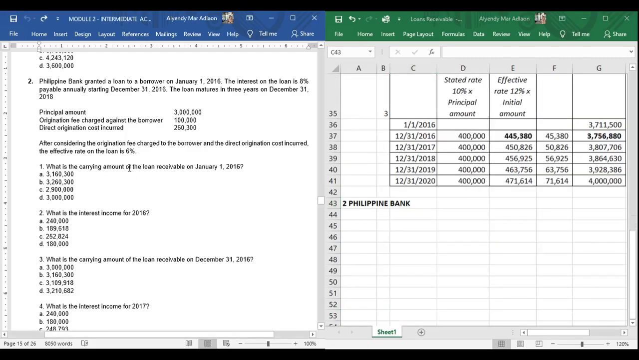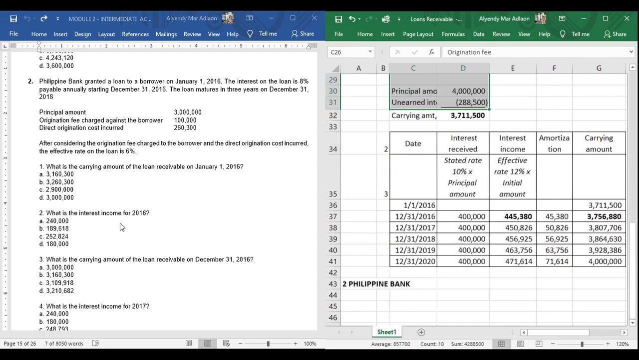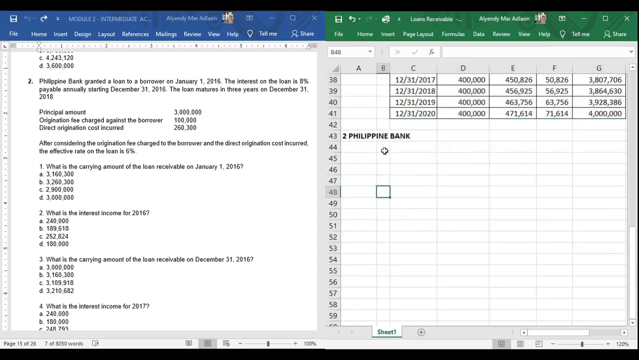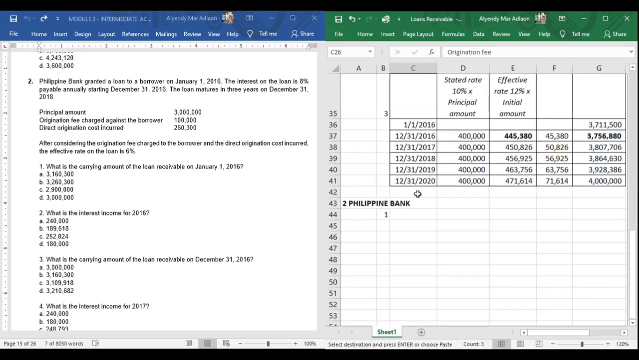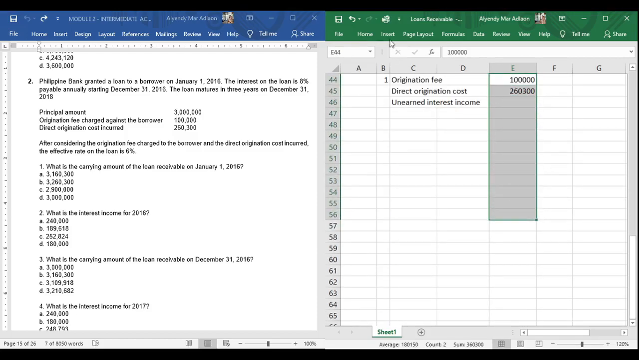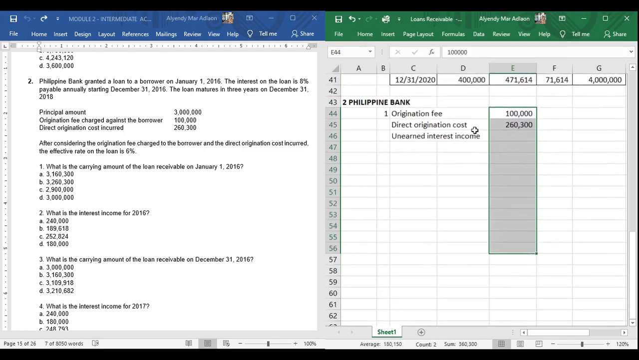The first question, class, initial measurement, is the same as before. But for the succeeding questions, we can answer them with just one table. First, the carrying amount of the loan receivable on January 1, 2016. We compute the origination fee and the direct origination cost to get the unearned interest income. Our origination fee is 100,000. Our direct origination cost is 260,300.